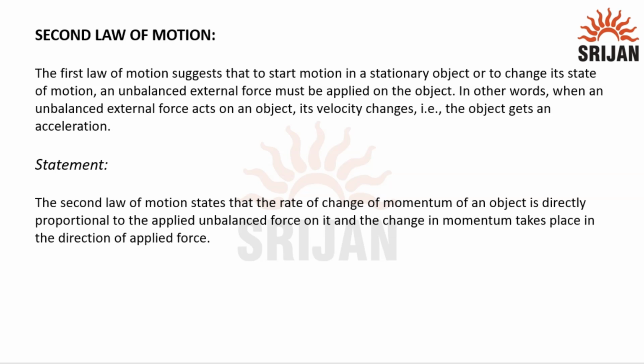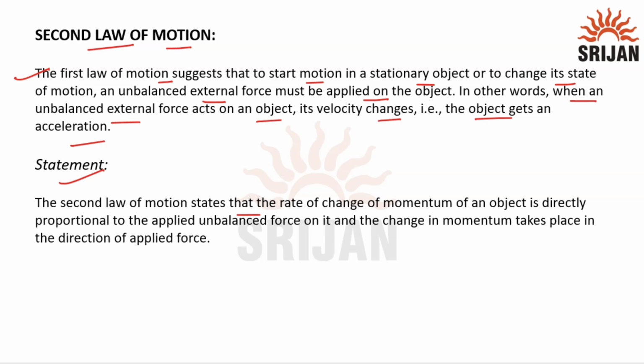In this video, we will learn about the second law of motion. The first law of motion suggests that to start motion in a stationary object or to change its state, an unbalanced external force must be applied. In other words, when an unbalanced external force acts on an object, its velocity changes, that is, the object gets an acceleration. But what does the second law of motion state?